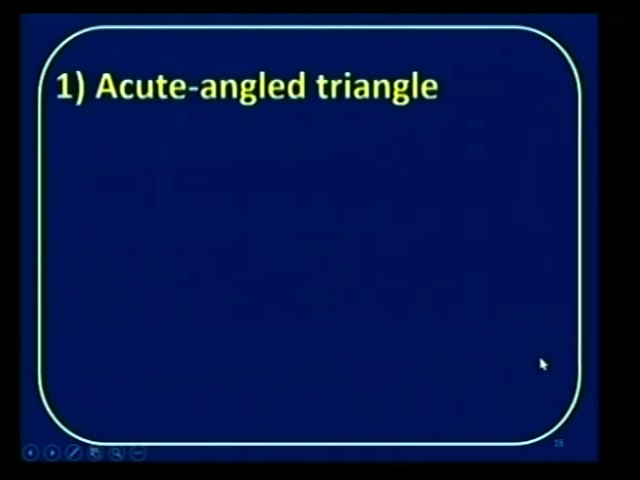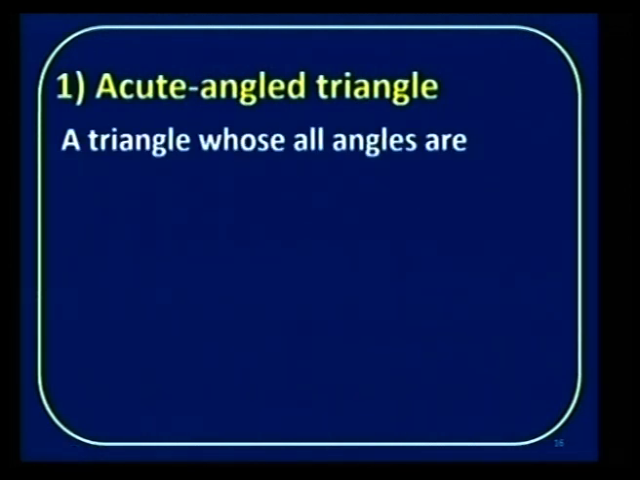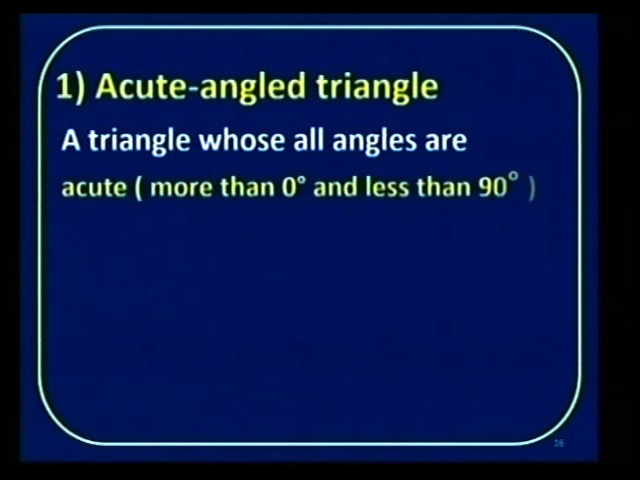Now, let us understand what is an acute angled triangle. A triangle whose all angles are acute, more than 0 degrees and less than 90 degrees. A triangle will have 3 angles. All the 3 angles must be acute. Then that triangle is called an acute angled triangle.